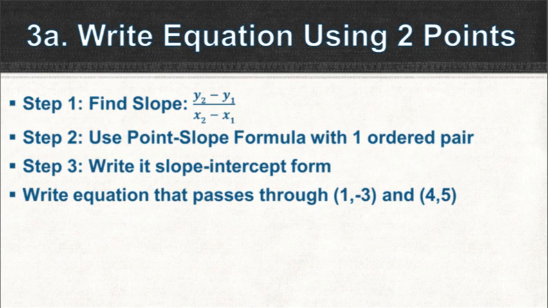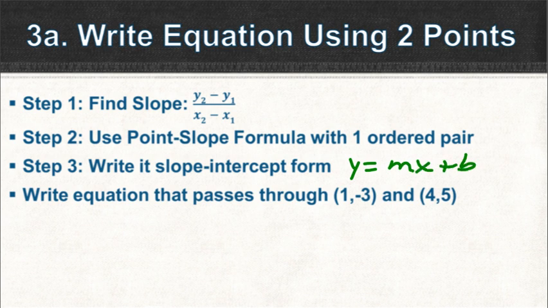Next part is writing an equation using 2 points. And so your step 1 is you need to find the slope. So you're going to use the slope formula, y2 minus y1 divided by x2 minus x1. Then you're going to use the point slope formula with one ordered pair. Since we have a point and we have a slope, we can find the equation, and we want to write our equation in slope-intercept form, which is y equals mx plus b.